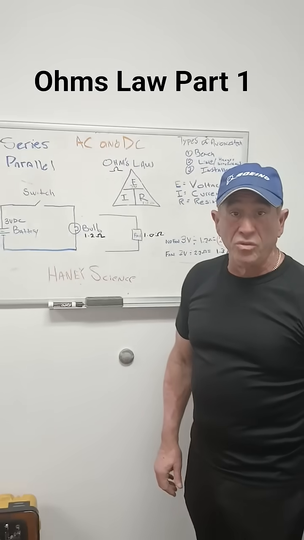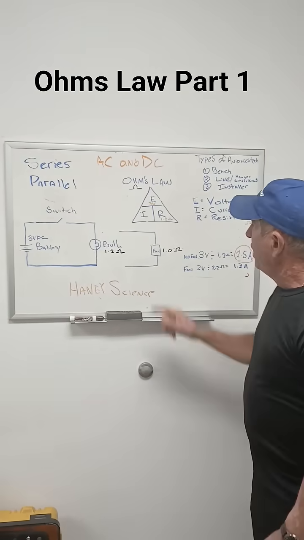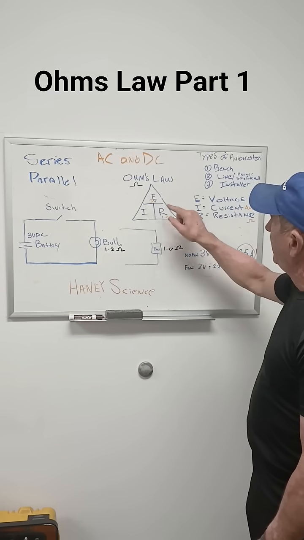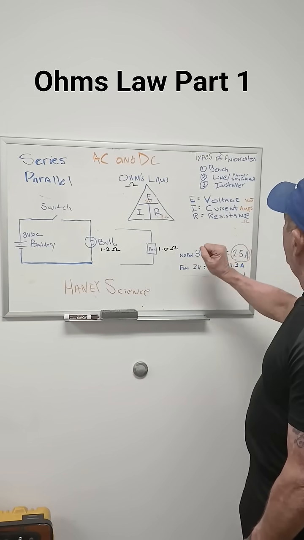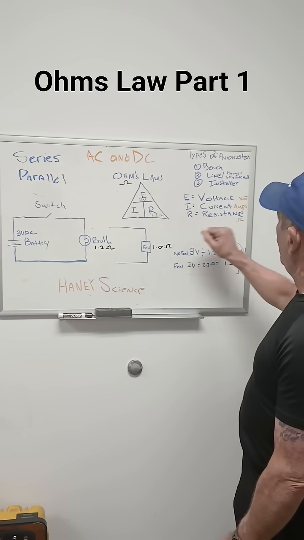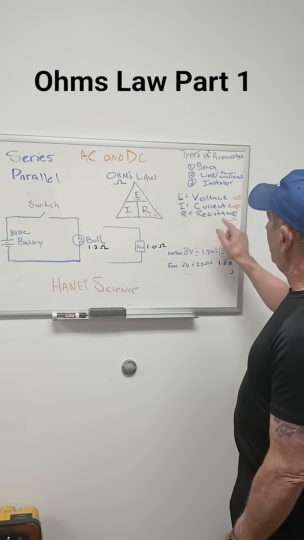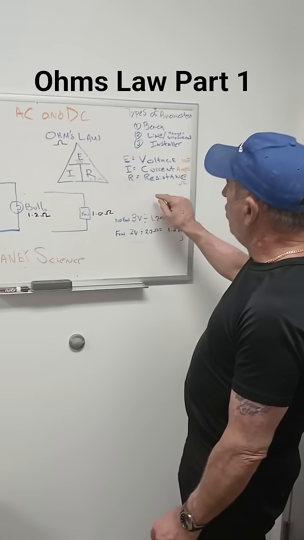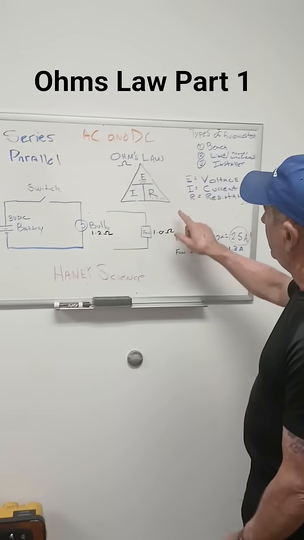We're going to talk about Ohm's Law like I promised you yesterday. Over here is the formula for Ohm's Law: E over I times R. E stands for voltage, I stands for current, and R stands for resistance. By the way, this is the symbol for resistance, ohms. You see that on a meter, and you see it on everything.